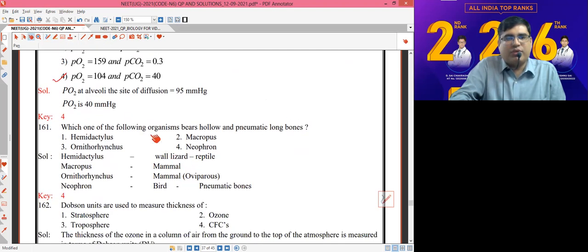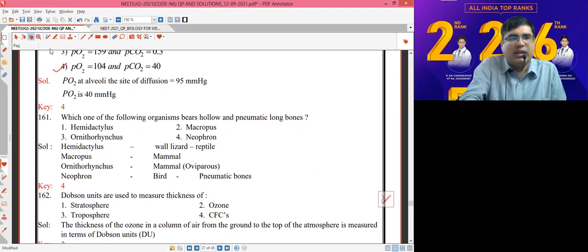Next, which one of the following organisms bears hollow and pneumatic long bones? So here we can see, out of these all, we can understand Neophron is none but the bird, and that should be finding the pneumatic bone.